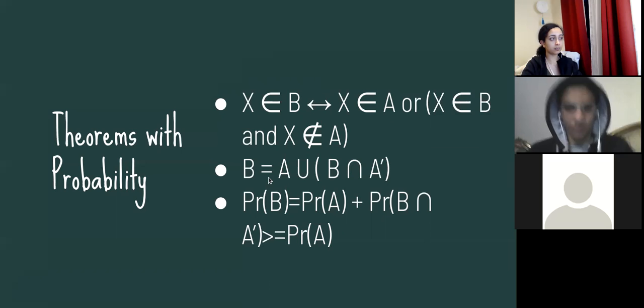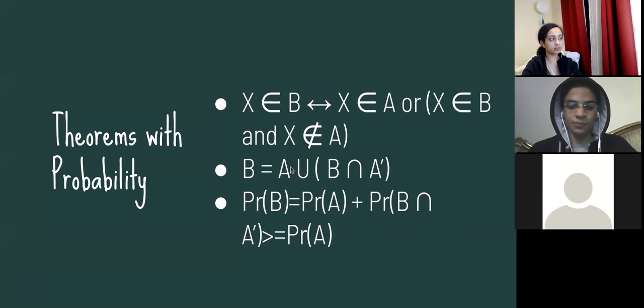And so I can say that B equals A union B intersection A dash. So this is the part that I'm trying to prove. This is simply because A is a subset of B. So if something is in A, or if something is in B but not in A, then that gives you the whole of B. That's every possible case in B, right?